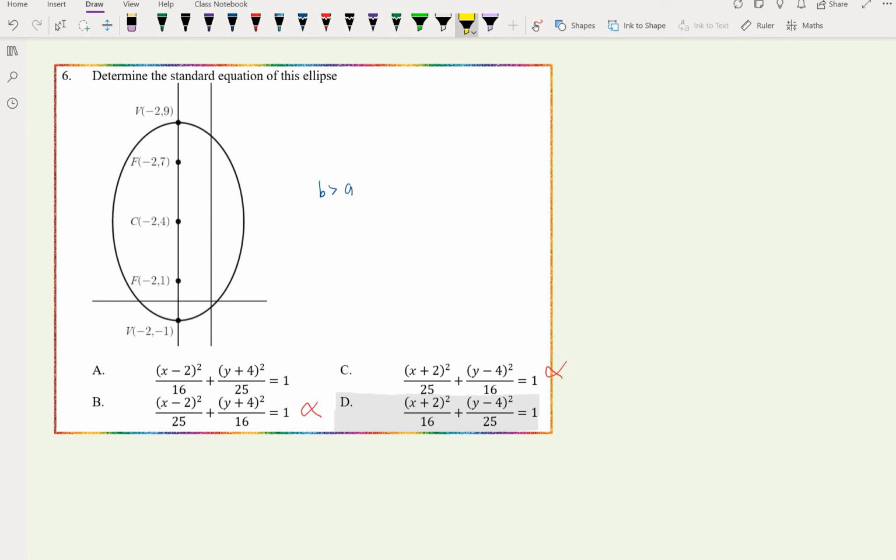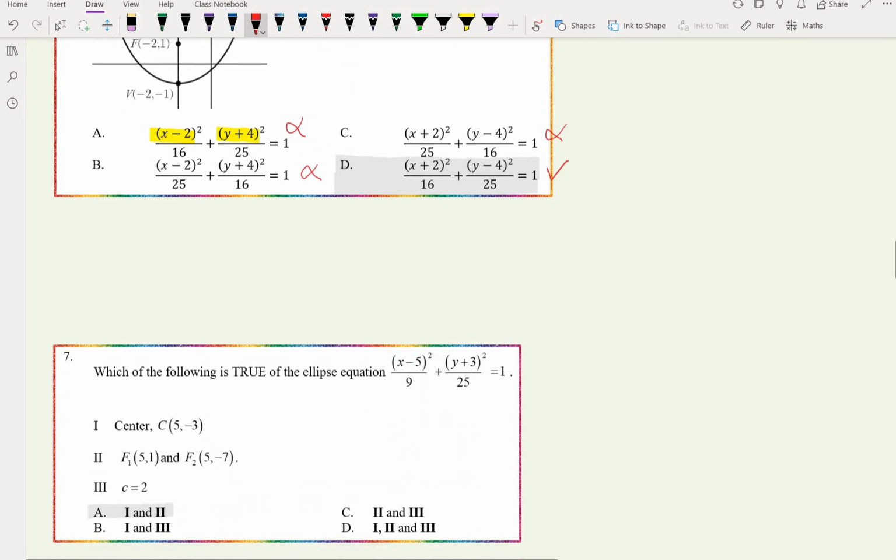Next, our center is given as negative 2, 4. So you can double check. Is our center negative 2 and 4? So here, it is wrong. The value is placed wrongly. So again, we reject. We will straight away get the answer equal to D. If you still want to check, no problem. But that's how we get the equation.